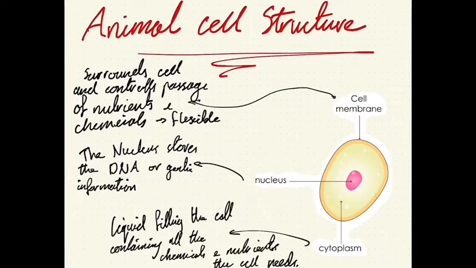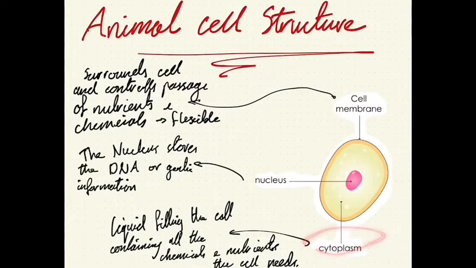Cool. So, animal cell structure. We have a cell membrane, which surrounds and controls the passage of nutrients and chemicals into the cell. It's flexible, allowing the shape of the cell to change under pressure. We have the nucleus. The nucleus stores the DNA, or our genetic information, and protects it. It has all the information and instructions needed to run the cell.